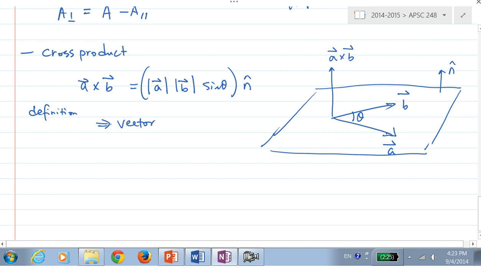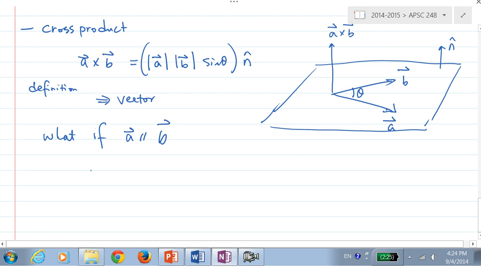So what happens if A and B are parallel to each other? Sine 0 is 0, so A cross B will equal 0. There's no vector. Some websites have animations where, when the angle changes, you will see the vector length change. When they are parallel, or basically coincide with each other, the length goes to 0 and there's nothing. That's something you need to know.